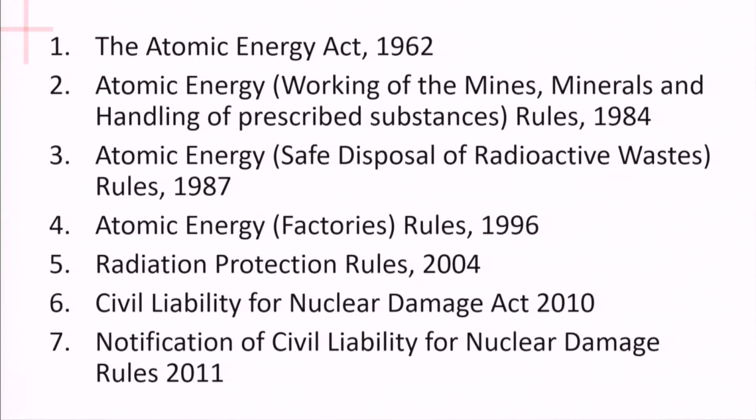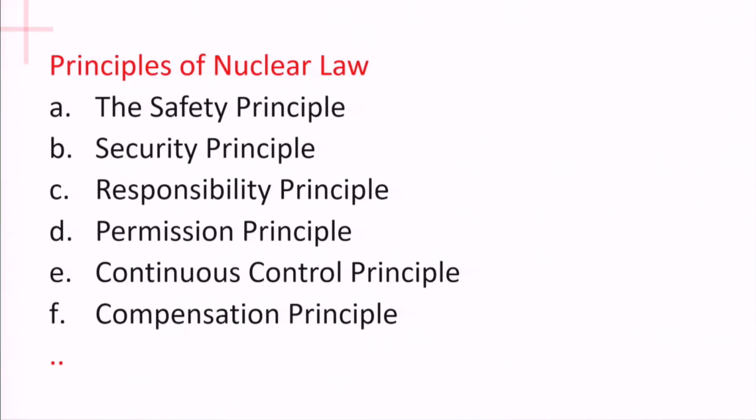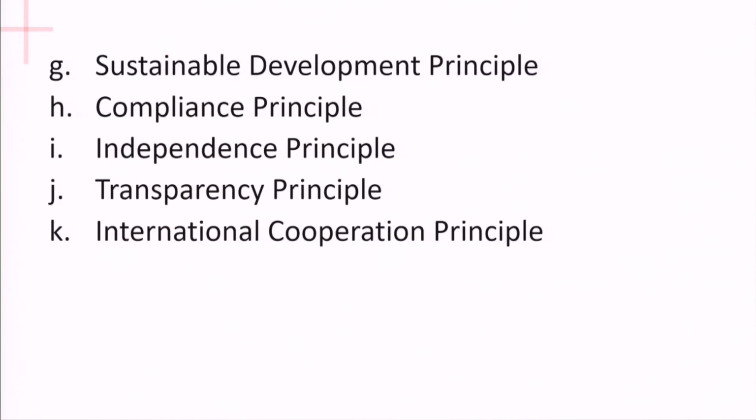So, these are the various acts that talk about nuclear energy, how we handle the radioactive waste, and how we handle hazardous waste. The IAEA has laid down certain principles to be followed by its member states for nuclear safety and precautions. The safety principle, the security principle, responsibility principle, permission principle, continuous control principle, compensation principle, as well as sustainable development principle, compliance principle, independence principle, transparency principle, international cooperation principle.